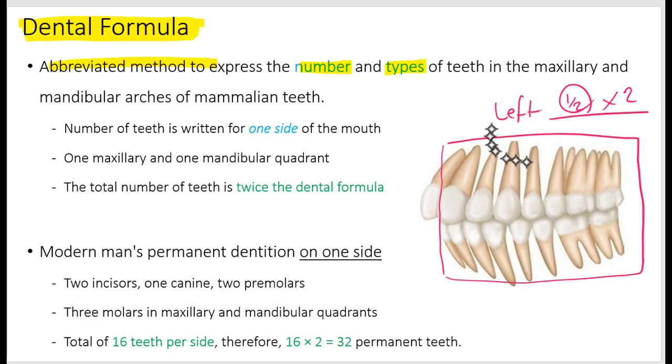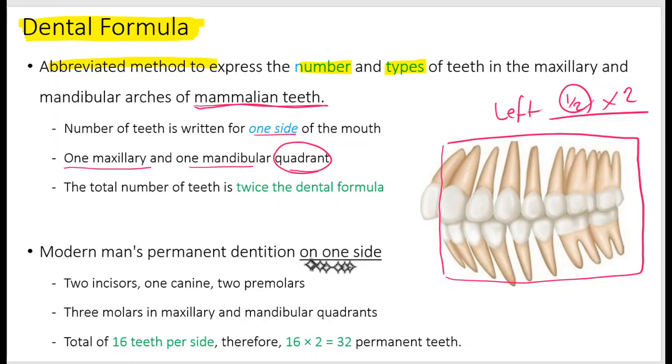And this dental formula is not only used for people, but also for mammals. So for any mammals, animals, we can use that, as you will see in the examples in a second. Anyway, it's a way to describe it. So as we said, it's on one side, 1 maxillary and 1 mandibular quadrant. We said that the quadrant is half.